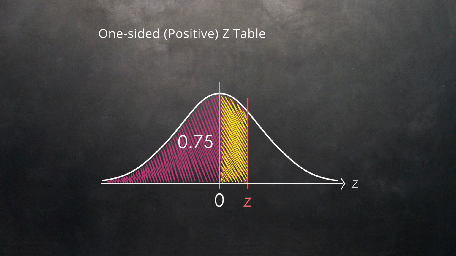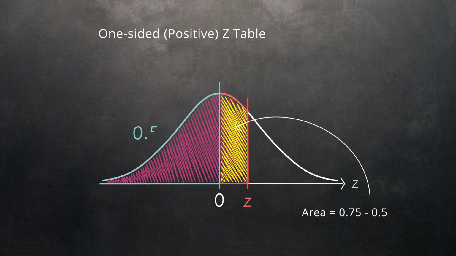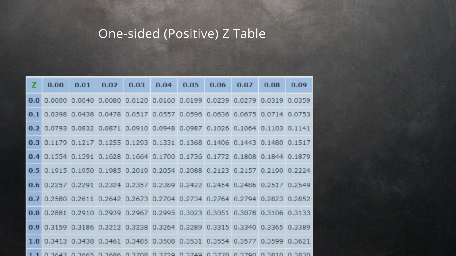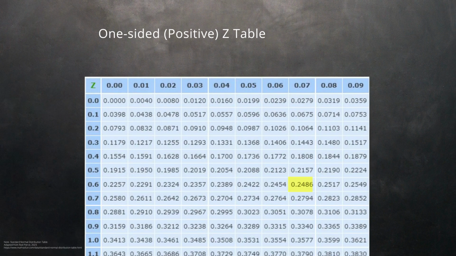First, we need to find the area between the mean and the z-score. This area will be 0.75 minus 0.5, since 0.5 is the area below the mean. That means the area to find in the table is 0.25. The closest area to 0.25 is 0.2486, which corresponds to a z-score of 0.67.